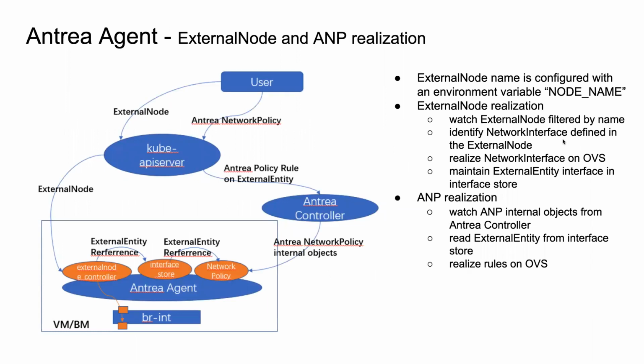Thanks, Mandy. Maybe you can continue. Yeah. For the agent, actually, there are two tasks of realization. One is for realizing the external node, and the second is for realizing the internal policy, which is applied to the target VM, or we could say the external node. So when the agent is starting up, we should first give an environment variable with the external node name as the environment variable key, node name, as what we have done in the container case. Then after the agent is started, it knows who it is.